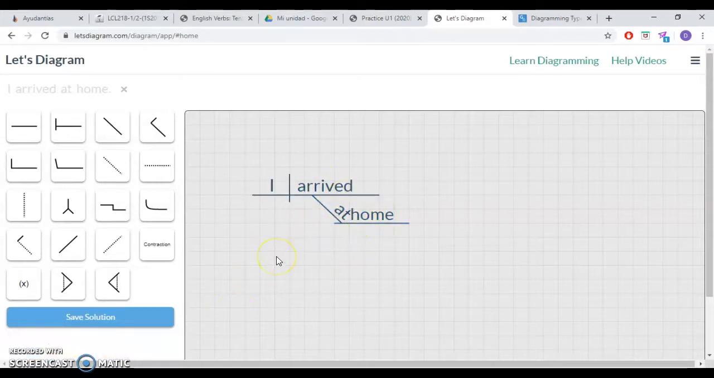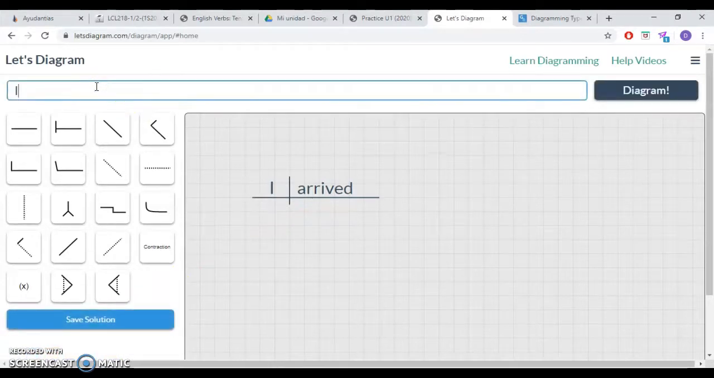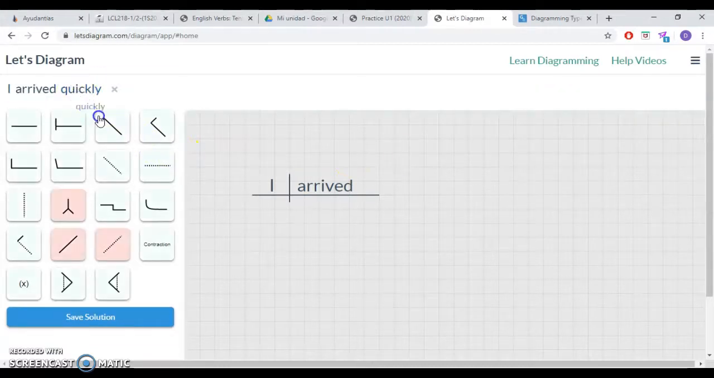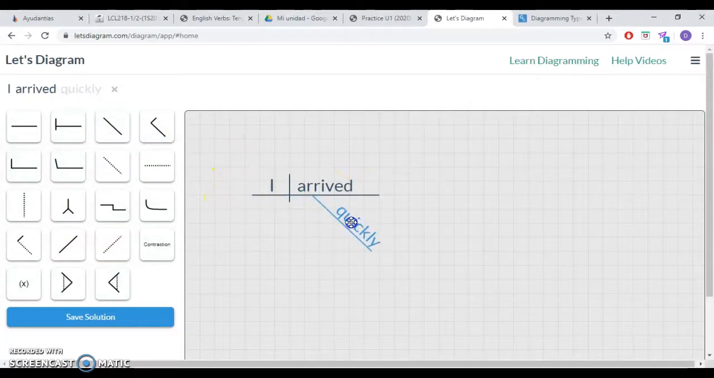Adverbs answer some questions. For example, this one answers the question where did I arrive. But for example, I could have said I arrived quickly, for instance. And quickly is also an adverb, because it answers the question, how did I arrive? Did I arrive quickly? Okay, this is an adverb.